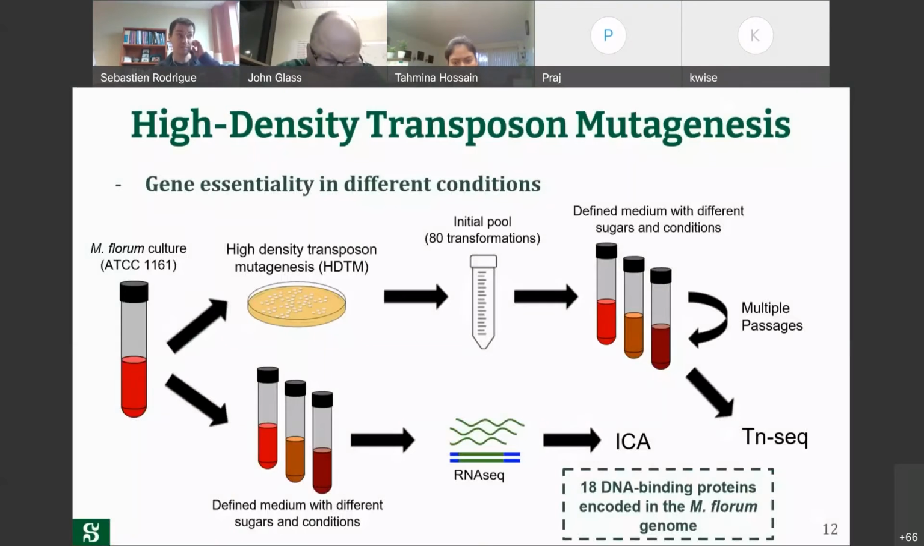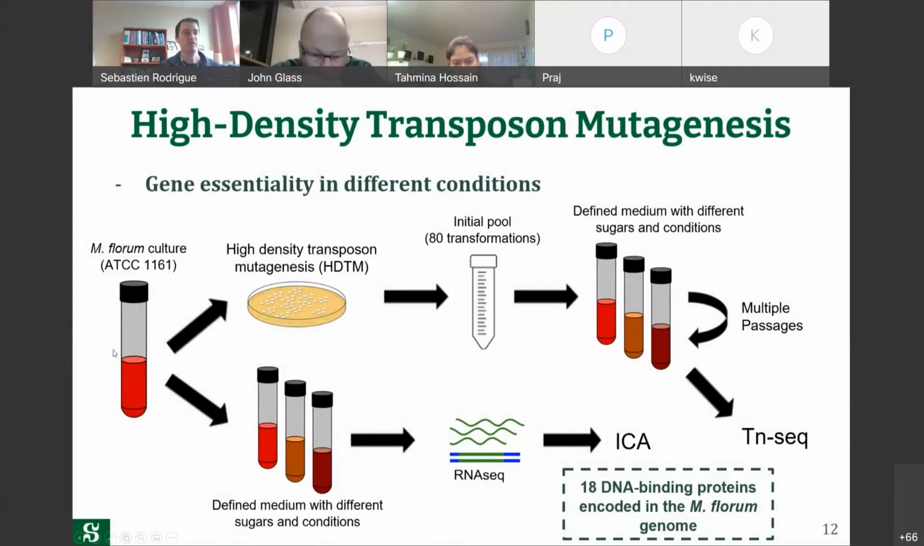So using this medium right now, we're doing high density transposon mutagenesis. So what I mean by high density, we did 80 transformations that yield between 10,000 and 15,000 mutants per transformation. So we have about 1 million mutants. And then we grow this pool of mutants in different conditions and different carbon sources. And we do multiple passages, and then we sequence the transposon insertion sites.